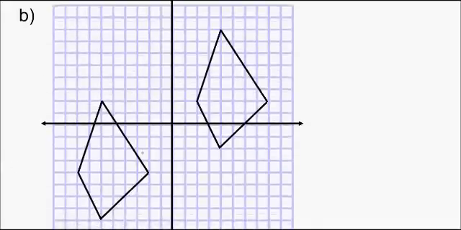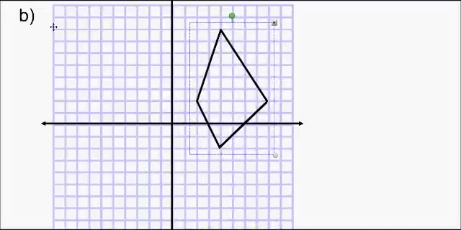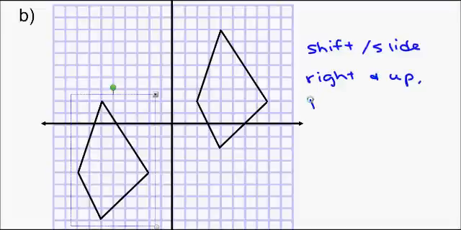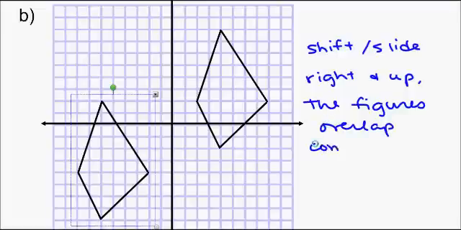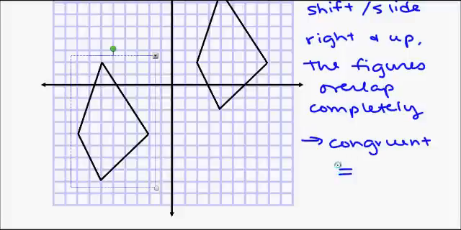Part B, if I took this quadrilateral and I shift it over and then I shift it up, I see that these do overlap, and they overlap perfectly. So when I slide it to the right and up, the figures overlap completely, which means that they are the same shape and size, and that means that they are congruent. Another way to write congruent instead of writing out the word is with this symbol. It's an equal sign with a squiggle over it, and this does mean congruent.